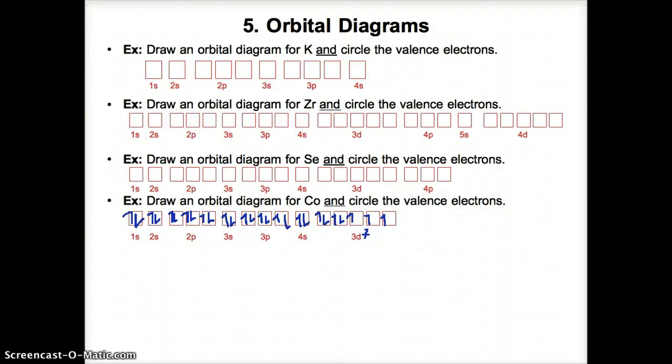Now to find the valence electrons in Co, all you have to do is circle the electrons in the highest principal energy level. The highest principal energy level out of all these is 4, so you just circle only the subshells with principal quantum number 4, which is just the 4s subshell. And if you count the number of electrons in here, which are the valence electrons, you see that Co only has 2, which matches up with what you know.